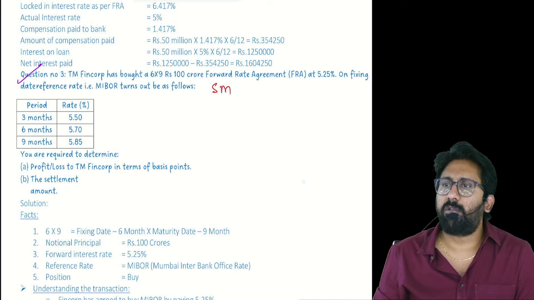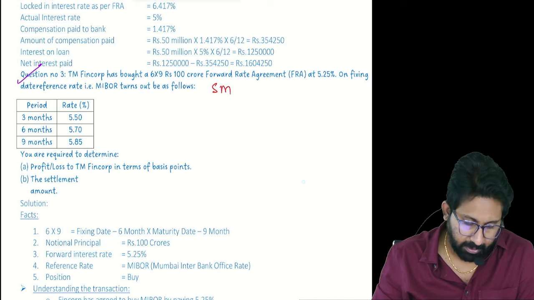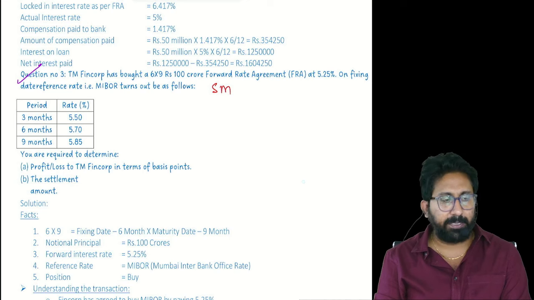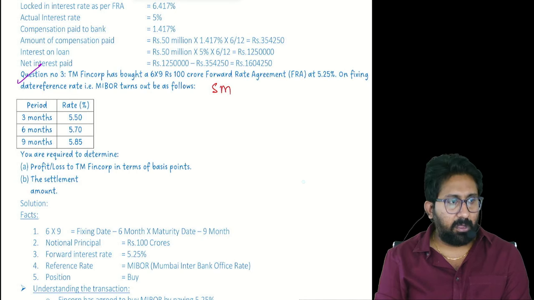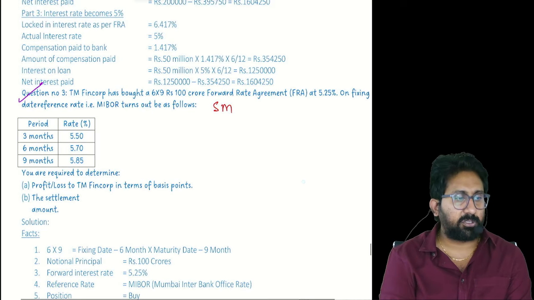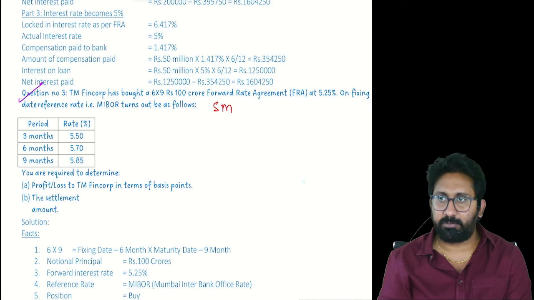Okay. Forward loan law, one question completed. Next we are coming into the concept called the forward rate agreement. TM Fincorp has bought a 6/9 rupees 100 crore forward rate agreement at 5.25%. On the fixing date, the reference rate, that is MIBOR, turns out to be: 3 months MIBOR 5.5, 6 months MIBOR 5.7, 9 months MIBOR 5.85. You are required to determine the profit or loss to the Fincorp in terms of basis points and the settlement amount. This is the question being asked.